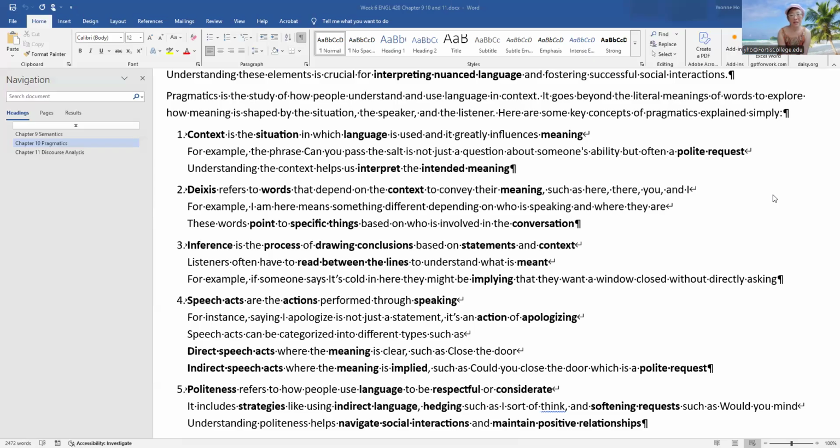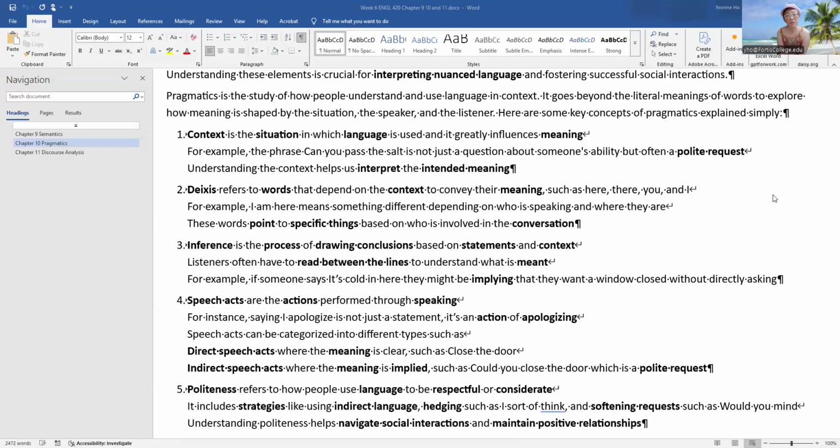So context is the situation in which language is used, and it greatly influences meaning. For example, the phrase, can you pass the salt, is not just questioning someone's ability to pass the salt, but often a polite request. Understanding the context helps us interpret the intended meaning. Otherwise, the person will get mad at you and start using curse words, and then there's no question about what that person wants. You don't want to get the person mad like that.